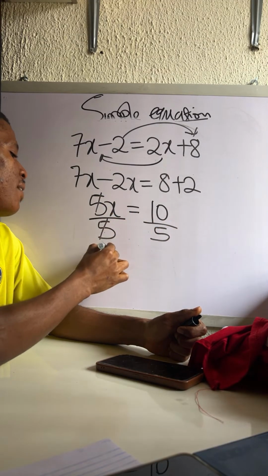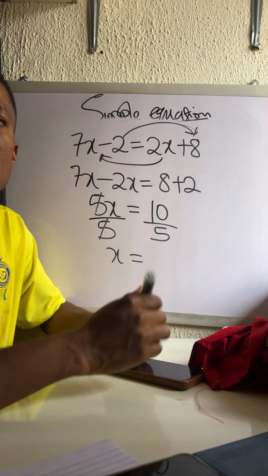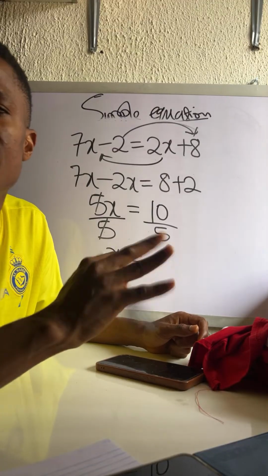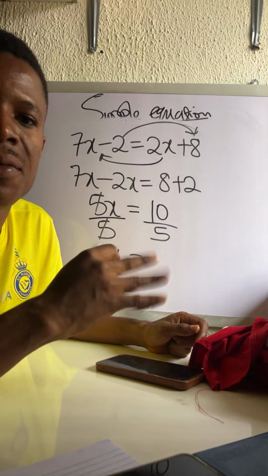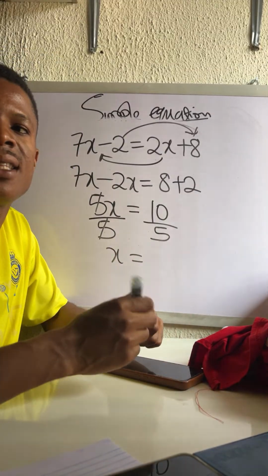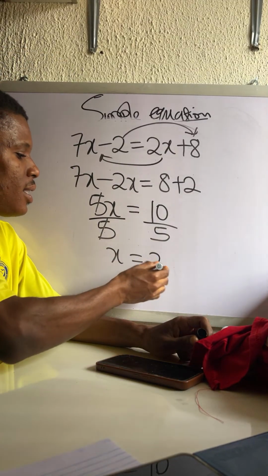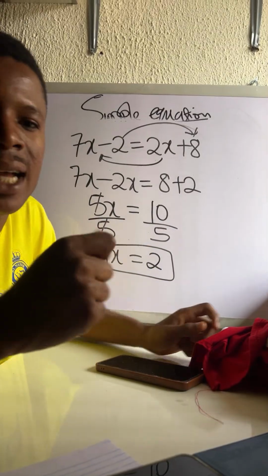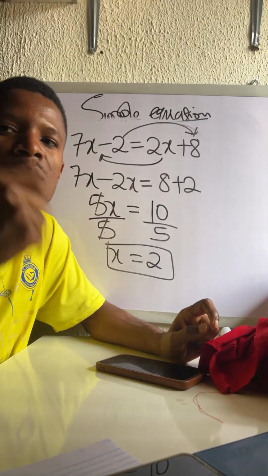If we divide by 5, we have x is equals to, what is 10 divided by 5? 10 divided by 5 is 2. So x is 2.